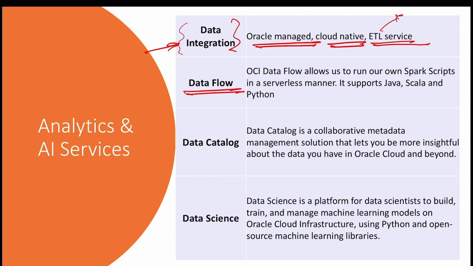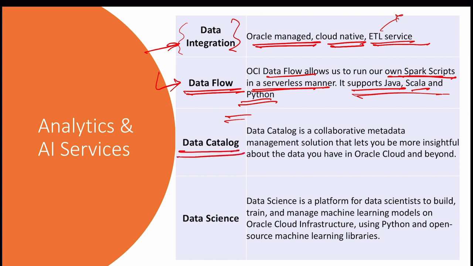Next we have data flow. OCI data flow allows us to run our own Spark script in a serverless manner. It supports Java, Scala or Python. You need to understand this thing, whenever Apache Spark or your own Spark script is mentioned, that belongs to data flow.